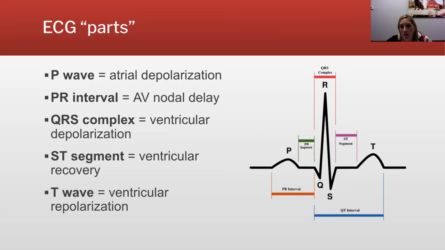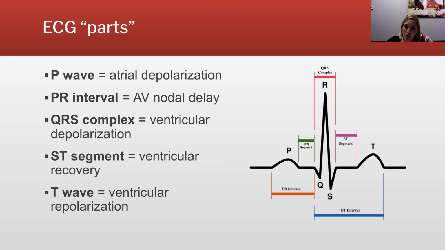Then you have your QRS complex. This is a negative Q, positive R, negative S, so a completely normal QRS complex morphology right here, but that can vary a little bit. The first negative deflection is always your Q, and your first positive is always the R wave. The sum of the QRS represents ventricular depolarization.